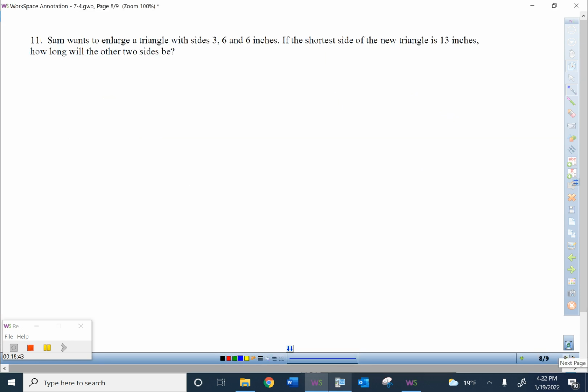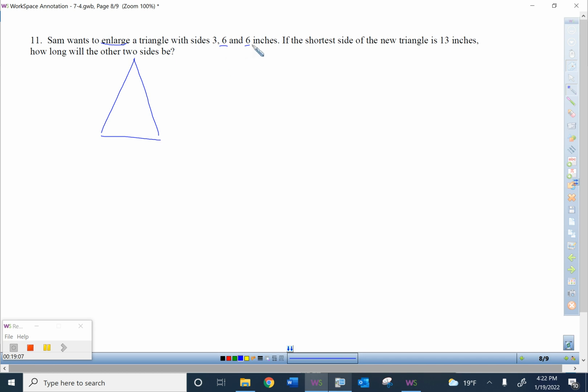Alright, Sam wants to enlarge or make a triangle bigger, and the first one has sides of 3, 6, and 6 inches. If the shortest side of the new triangle is 13 inches, how long will the other two sides be? Okay, so we don't have to measure this out to size. We're just going to sketch it. Pick a triangle that has two sides that look like they're the same. So on your geometer, you can use number 1.